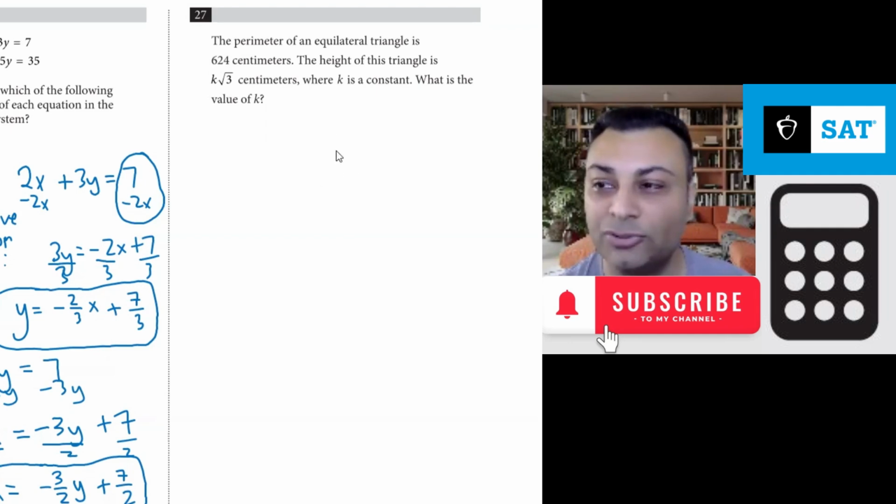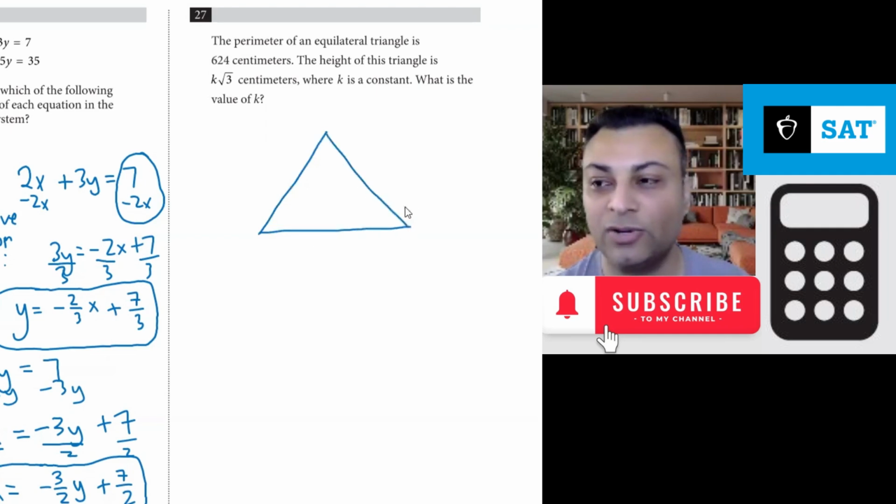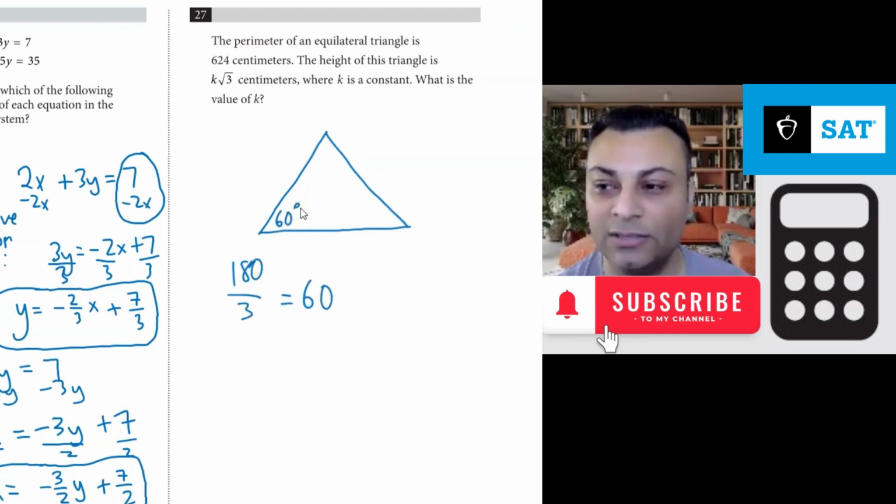Okay, let's draw an equilateral triangle. Because the angles are all congruent, we will do 180 divided by 3, which is 60. You can use your calculator. And so you find out that this is 60 degrees, and this is 60 degrees, and this is 60 degrees. Now we want the height of this triangle.